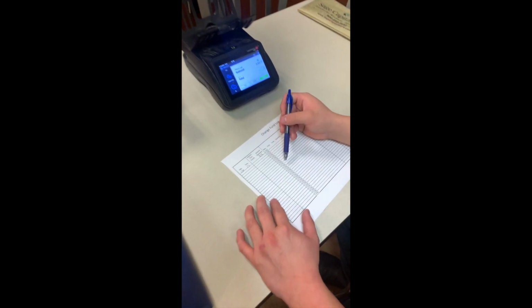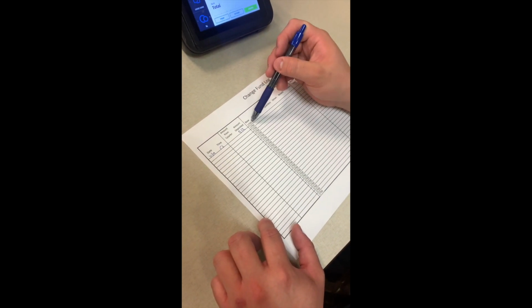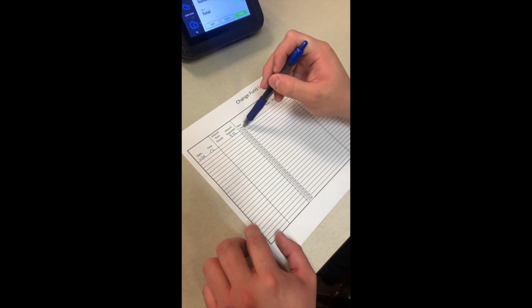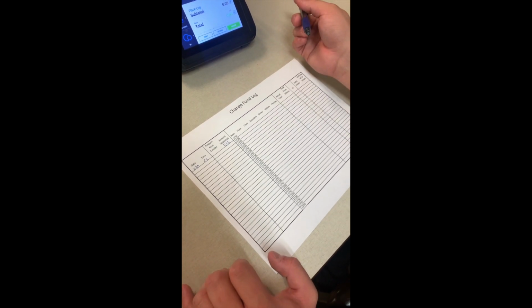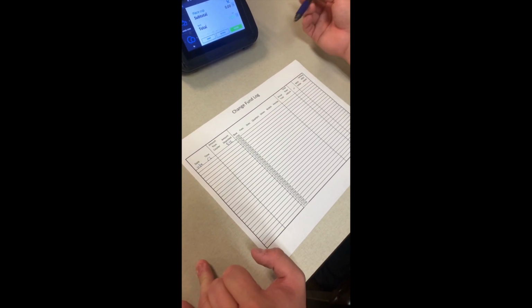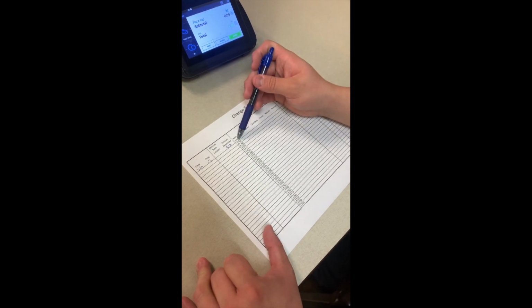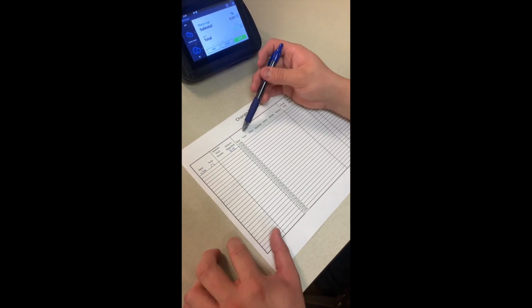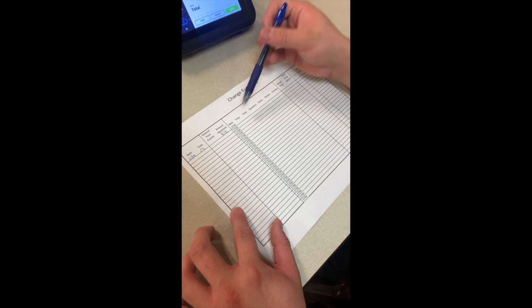So the base on the change fund log stands for the amount of money that is in every register in the entire store. So this includes all fanny packs and all counter registers that are clean. So it's $1,750 total. First you're going to count from your biggest bills and currency down to your smallest, being pennies. So we're going to start with our 5s.